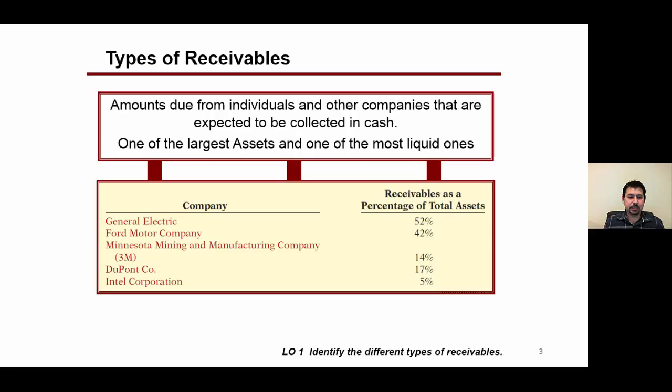Now, this slide here simply shows how important this kind of asset is, because a lot of companies conduct business on account, and as a result, it's very often one of the largest assets, and it's very liquid because companies usually expect to turn, for example, accounts receivable pretty fast into cash. For instance, we can see here that General Electric has over 50% of their total assets in receivables.